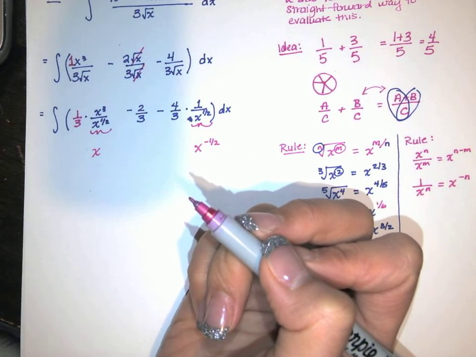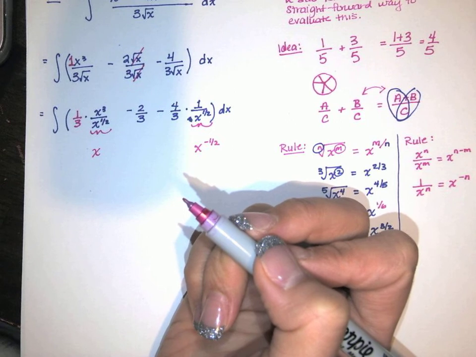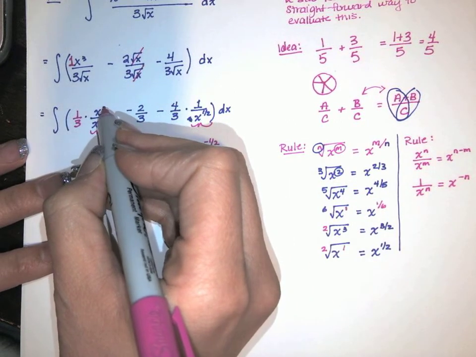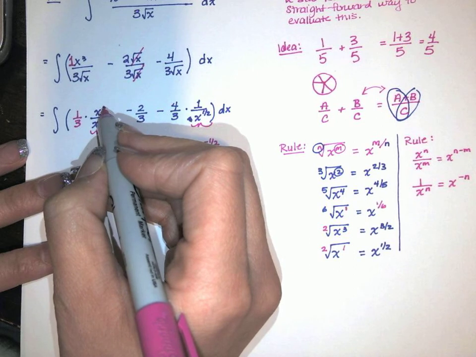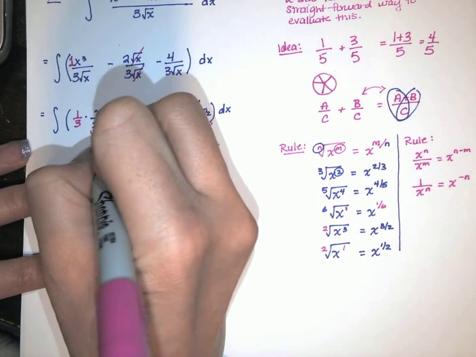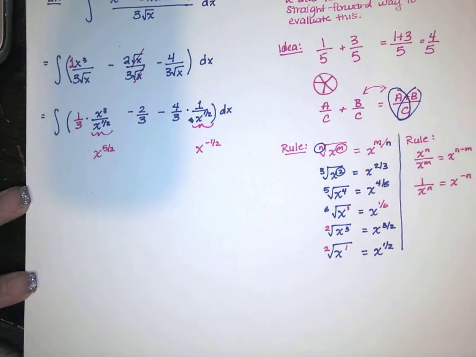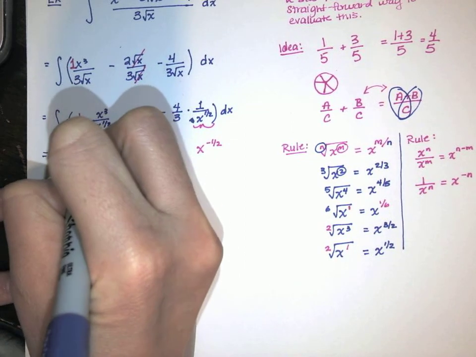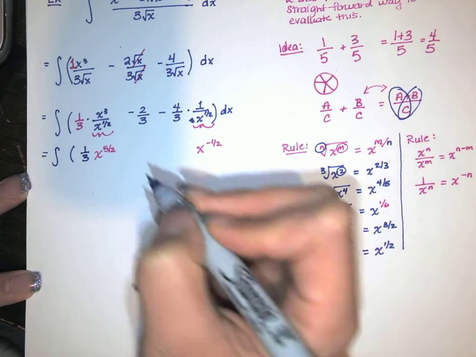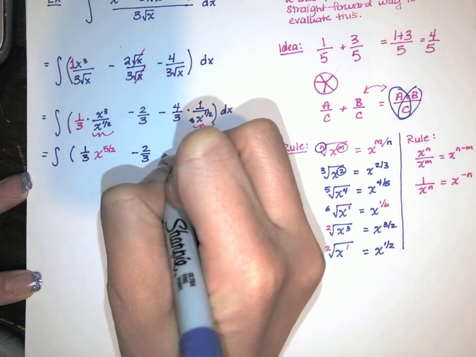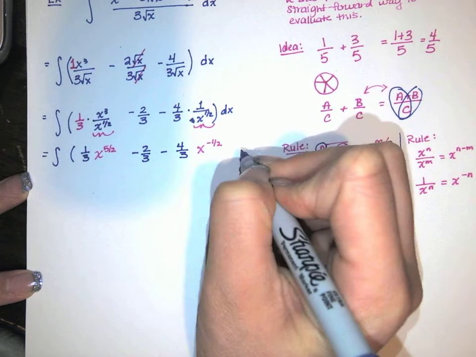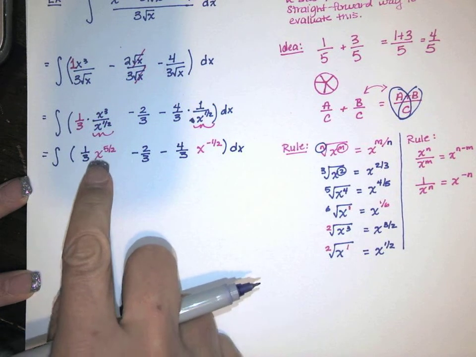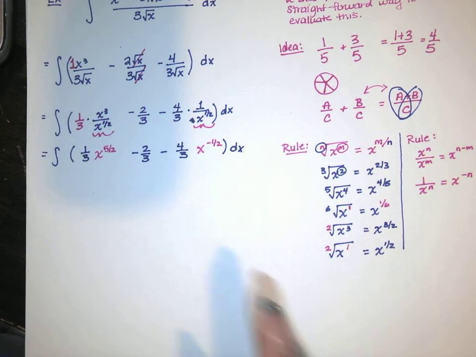We usually don't like to use decimals here for some reason. But I can think of 3 as 6 halves. 6 divided by 2 is 3. So 6 halves minus 1/2 is 5 halves. And now I've pretty much rewritten everything. So I've got 1/3 times x to the 5 halves minus 2/3 minus 4/3 times x to the negative 1/2 dx. And now I've got a rule for that and a rule for that and a rule for that.